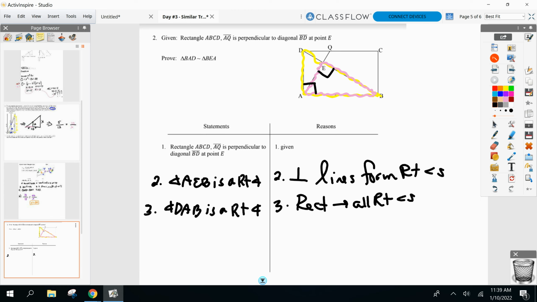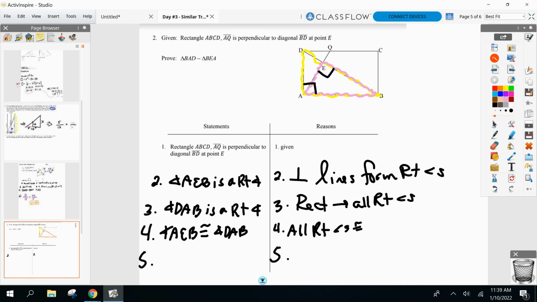And then what do I know about all right angles? They are congruent. So now I can set them equal, and that gives me my first A in angle. AEB congruent to DAB, all right angles congruent. We're okay? All right, where's that second A? I used all the givens. Where's that second A? Think you got it, Molly? Yeah. All right.